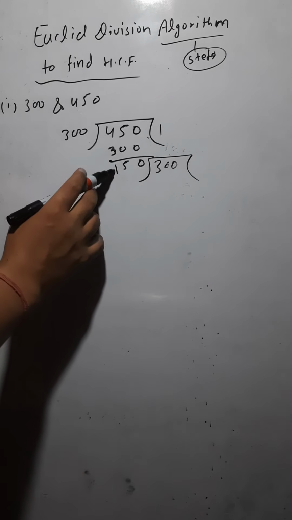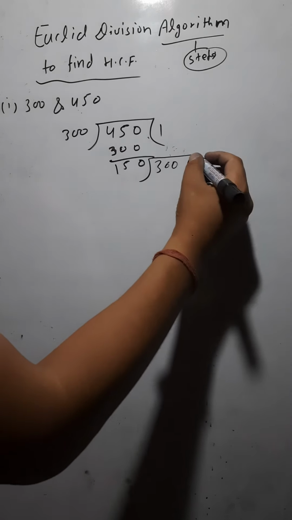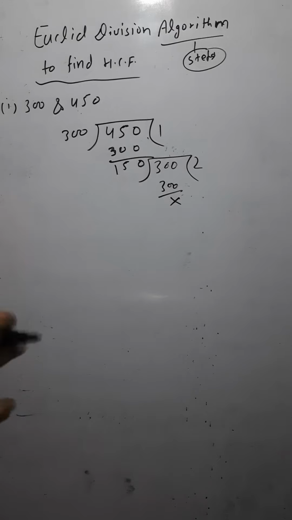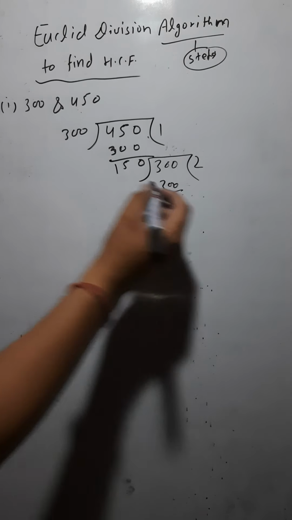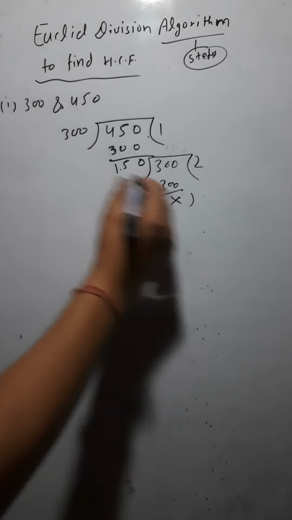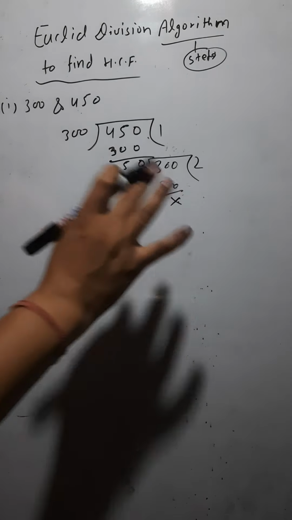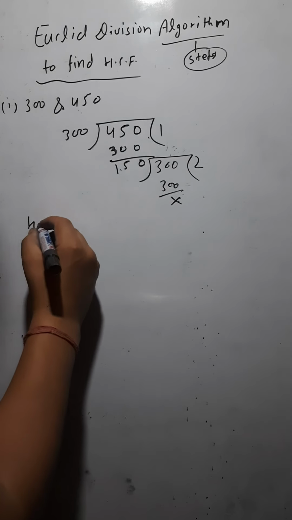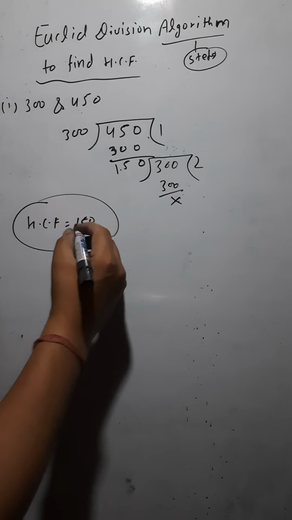Now how many times does it go? 150 twos are 300, so 2 times it is going. Now you have no remainder. Had there been one more remainder here, then again it would have been the divisor, and this one would have been the dividend. But you have no remainder here. You have got your answer. What is the answer then? 150. So the HCF is 150. Very easy method.